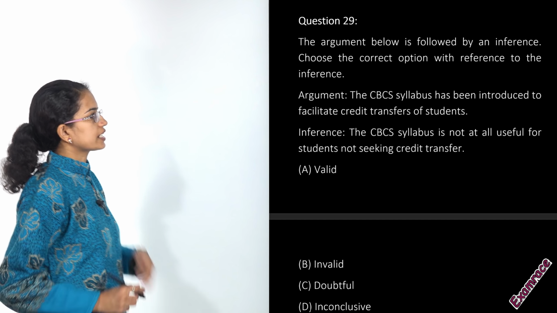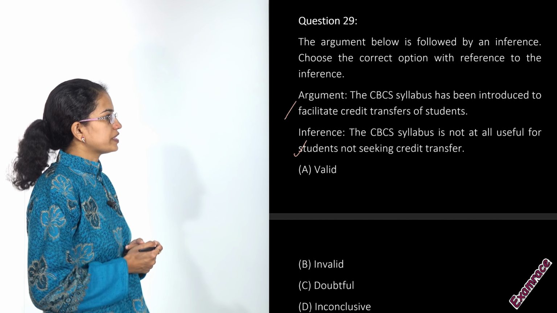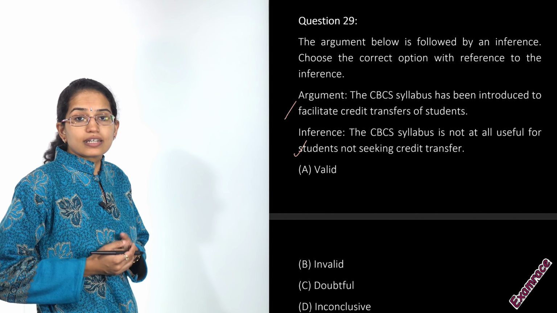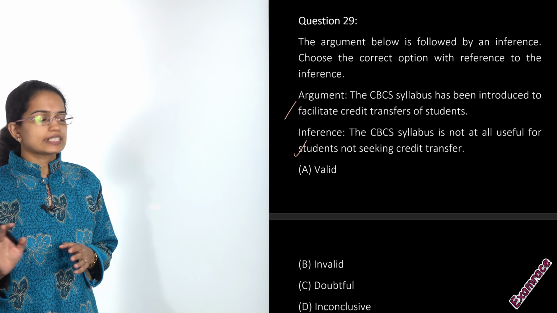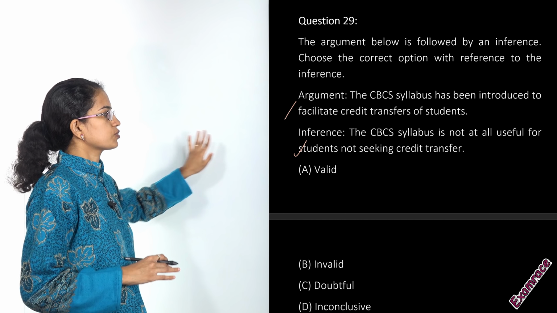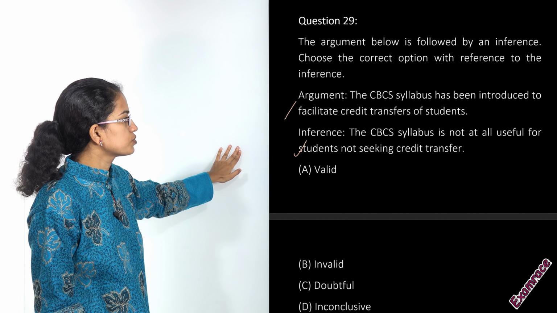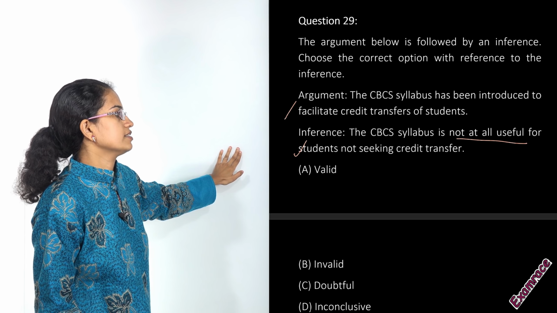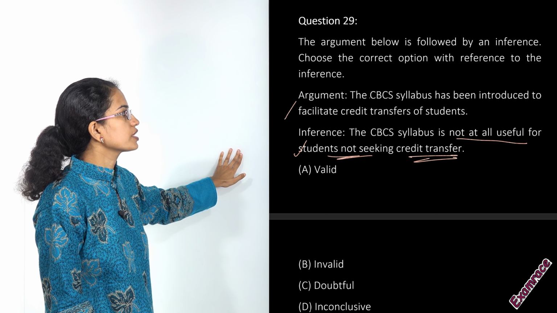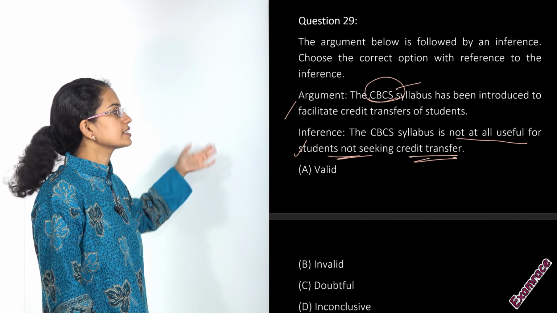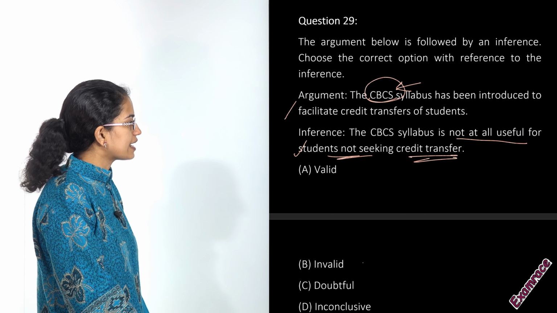Now you have the argument and the inference. The argument says the choice-based credit system has been introduced to facilitate credit transfer. That's the argument that is there. So even if you don't know anything about the choice-based credit system, you can answer this question, because the inference says that it is not at all useful for students not seeking the credit transfer. But actually it is a choice-based credit system. It's not only meant for credit transfer, it has other implications as well, and therefore it is an invalid statement. So it's invalid in nature.